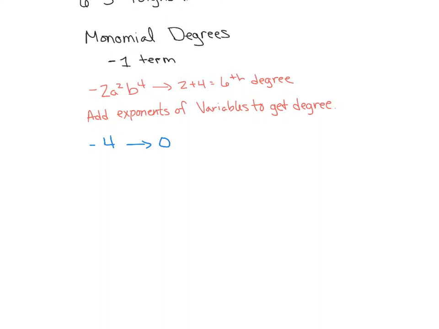The next one is 8y. Now remember, if there is no exponent by your variable, you can assume it's 1. You don't have another exponent to add the 1 to, so this is just a first degree monomial. Oops, that should say degree.